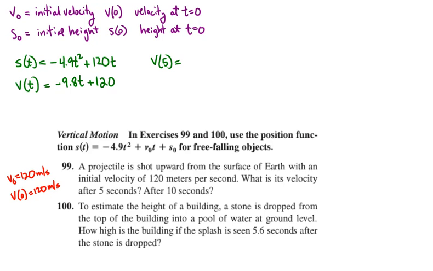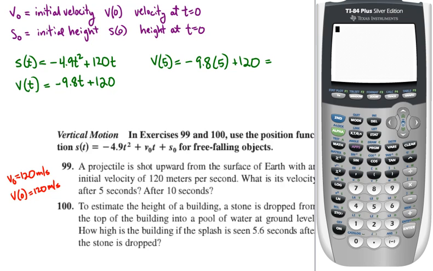So we'll simply plug into the velocity function t equals 5. You can do that on your calculator: negative 9.8 times 5 plus 120, giving us 71 meters per second. So the velocity at time t equals 5 is 71 meters per second. And the positive value there means that the object is still moving upwards at 71 meters every second.